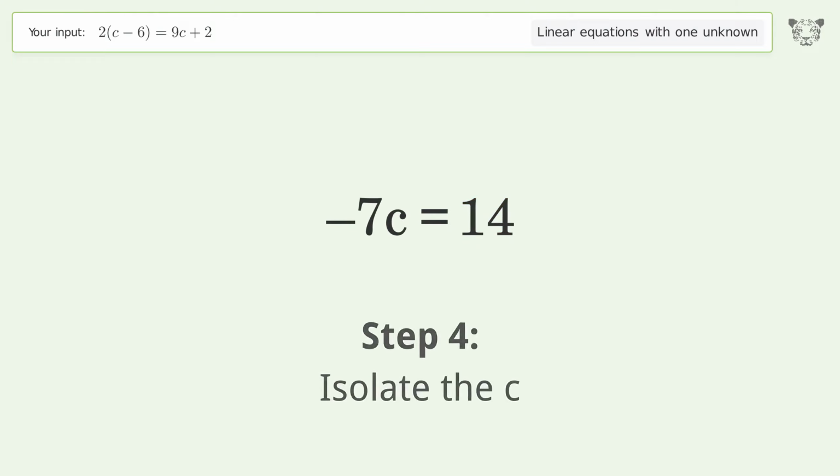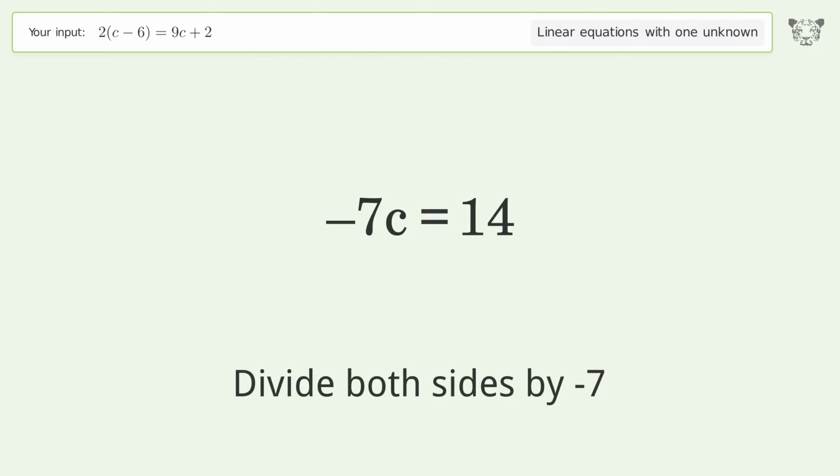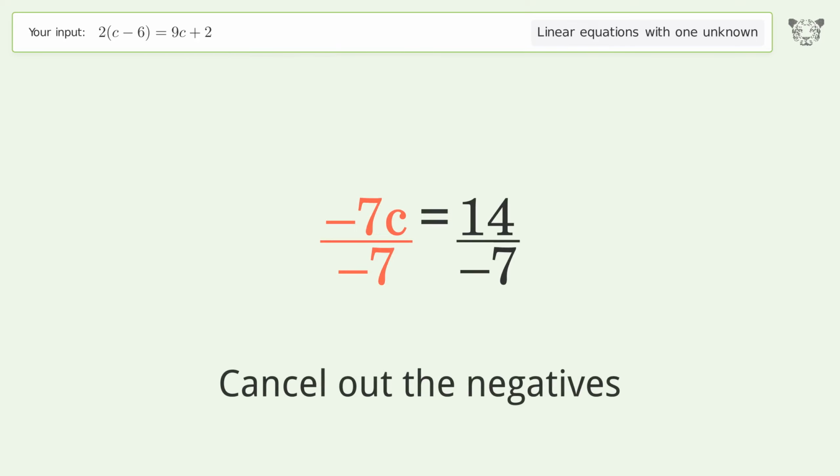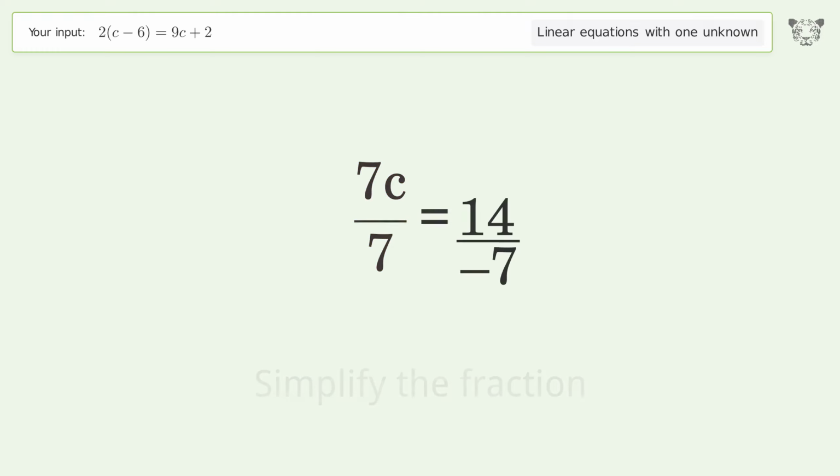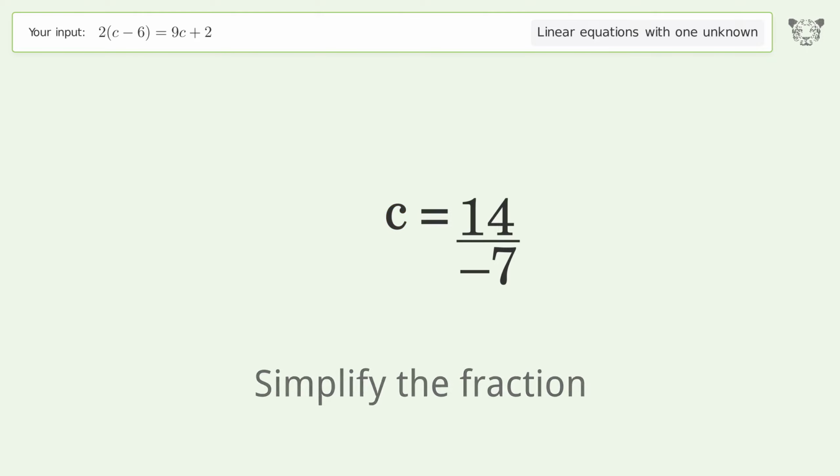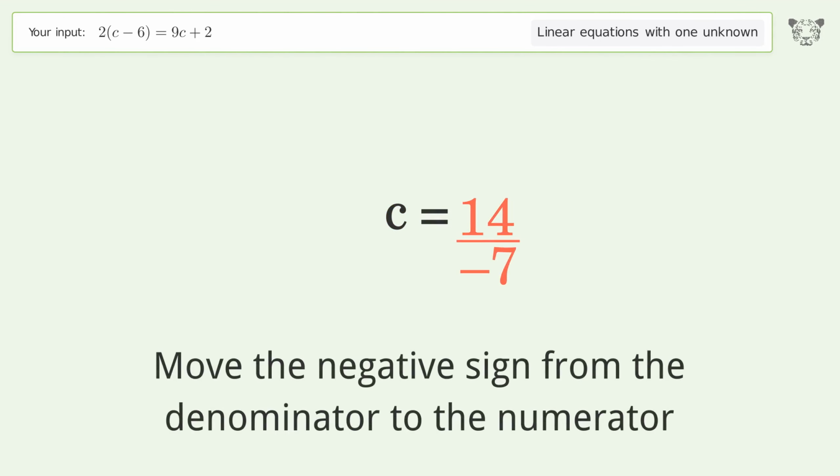Isolate the c. Divide both sides by -7. Cancel out the negatives. Simplify the fraction. Move the negative sign from the denominator to the numerator.